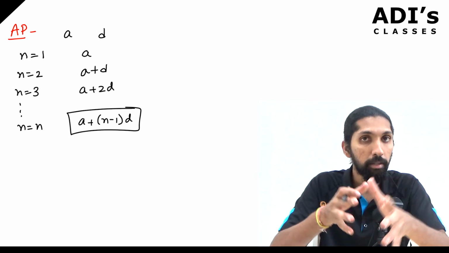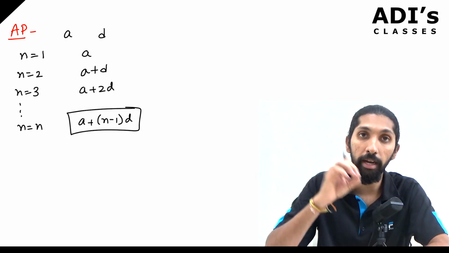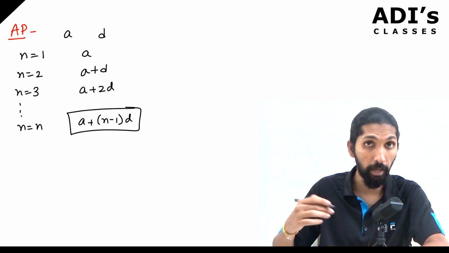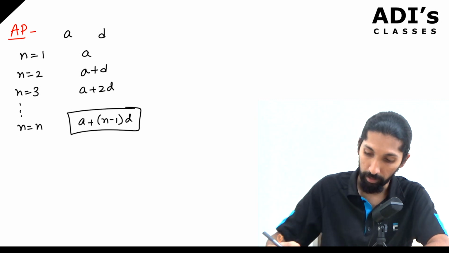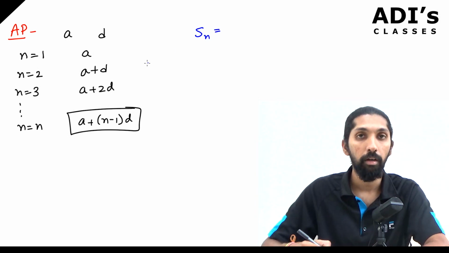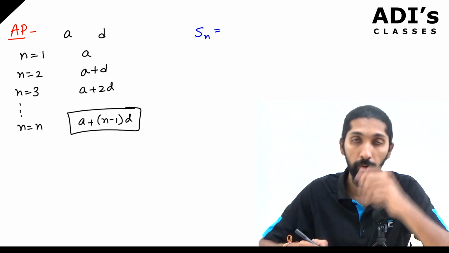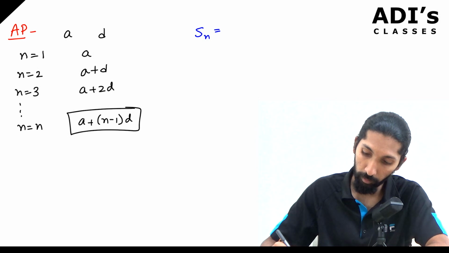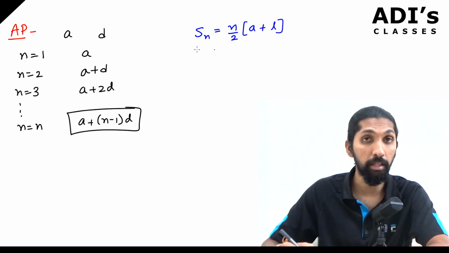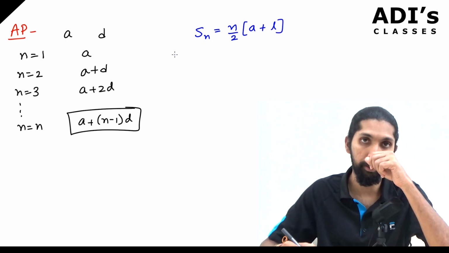Now the next part of AP is the sum to n terms of an AP. Sum of n number of terms of an AP, we can call it Sn. Now in this one, we had two formulas. The first formula was n by 2 into (A plus L), L being the last term of the AP.